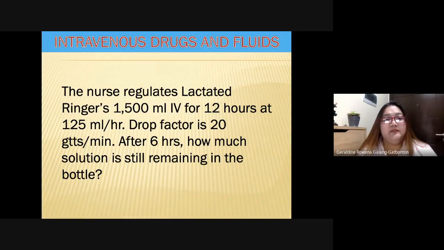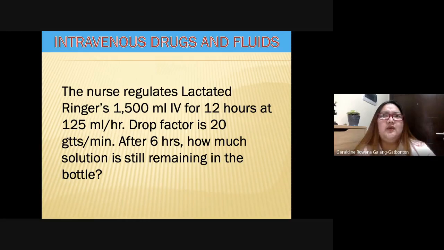Another example. The nurse regulates LR 1,500 ml IV for 12 hours at 125 ml per hour. Drop factor is 20 drops per minute. After 6 hours, how much solution is still remaining in the bottle? So, kamukha nung scenario kanina. Gusto mo lang malaman kung gaano karami yung natitira.